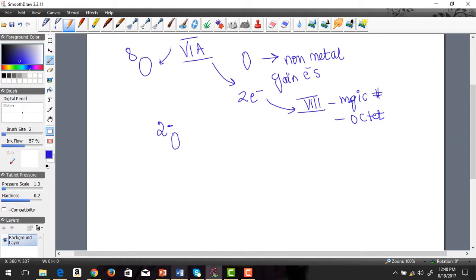Now if I pick fluorine, fluorine I believe is 9, and it's in 7A. And to get to 8, which is the octet, how many does it need? It needs only 1 more electron. So that means it is F 1 minus.